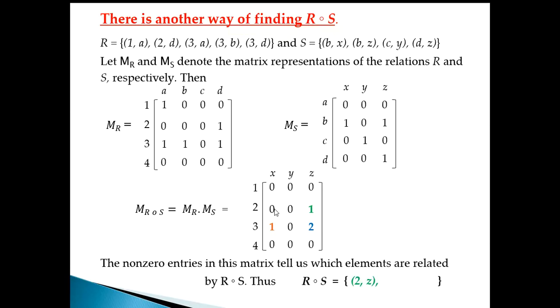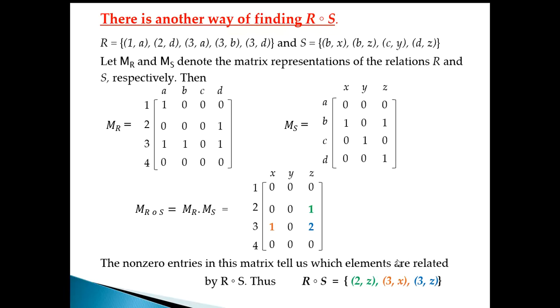Second is another non-zero entry here, 1, and that position is 3x. So our next ordered pair is 3x here. Next we have the non-zero entry 2. So what is the position of this 2? This position is 3z. So 3z is our ordered pair. So now this is our R composition S.